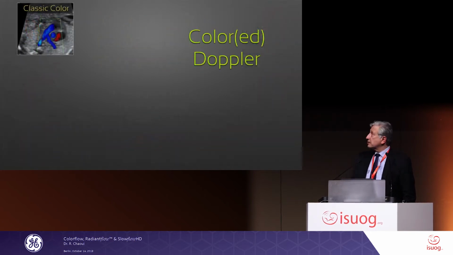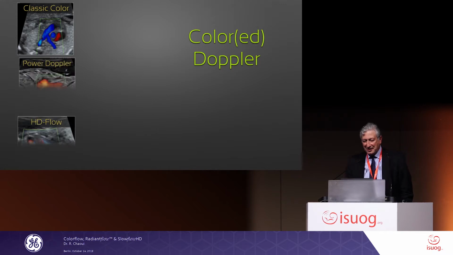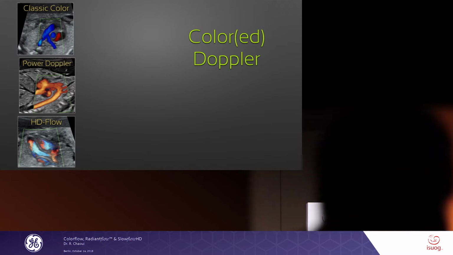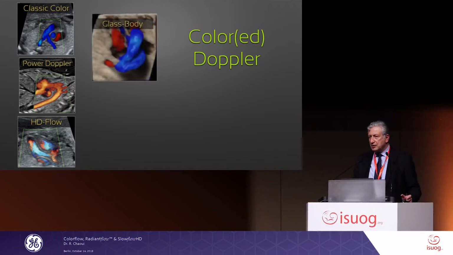If you look at history, we started with what we can today call classic color. This is why I will not say color, I will say the colored Doppler. And then in the late 90s, we had the power Doppler, but I still prefer to use, let's say, intensity Doppler, because power Doppler is for the ladies, it sounds like putting a lot of energy in the fetus. And then we had the bidirectional power Doppler with the high definition flow, and we're using this in combination with 3D to have a glass body mode.